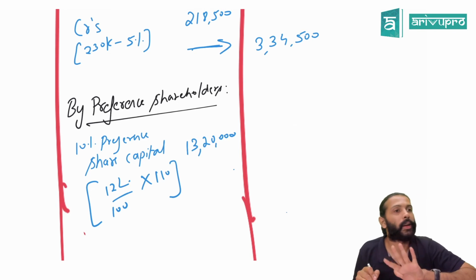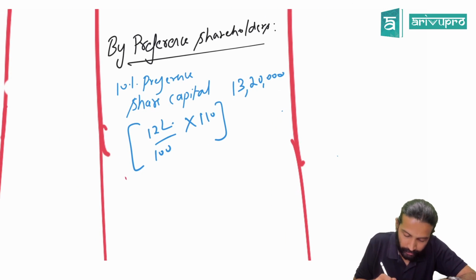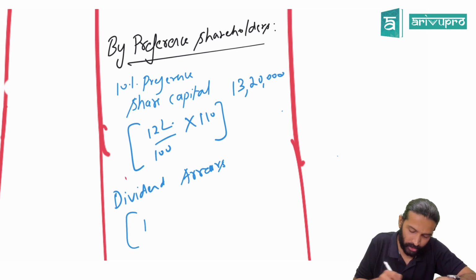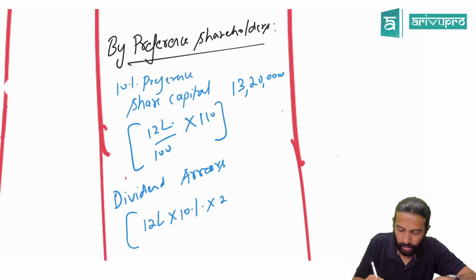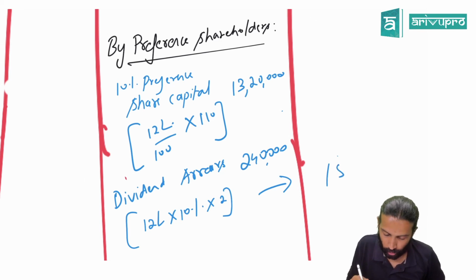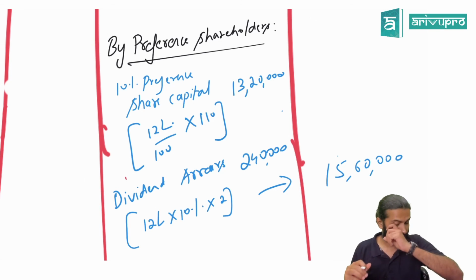All right, so this is okay now, preference share capital. Now, that's it, or dividend arrears also now. We have a dividend arrears also. But dividend is always calculated on the face value only. So which is 12 lakh, and these are 10% preference shares and 2 years dividend arrears. So that will be 2,40,000 only. I mean, the total payment you need to make to preference shareholders 15,60,000. Easy.